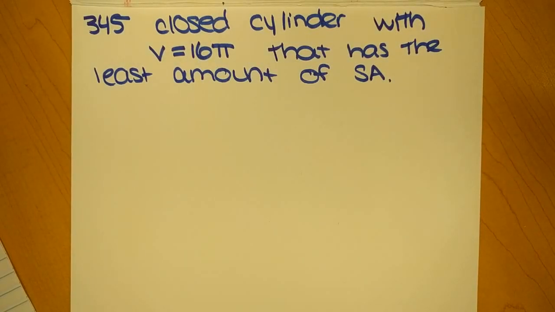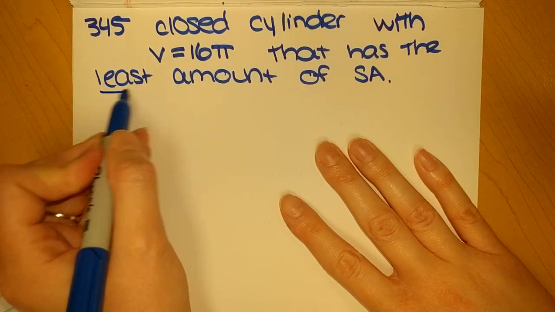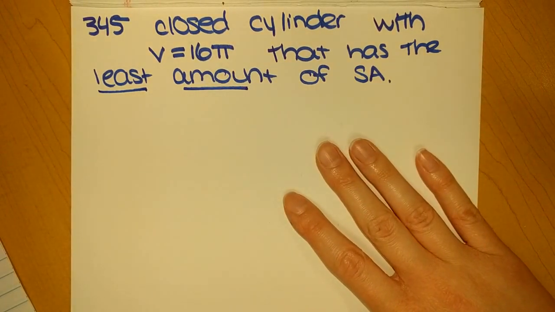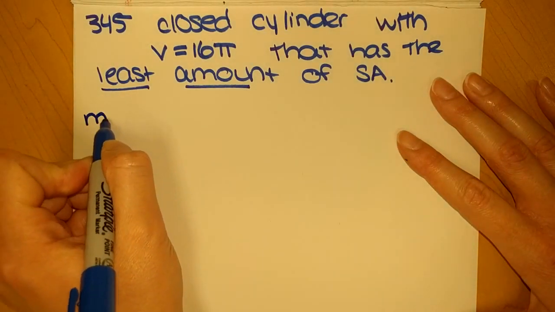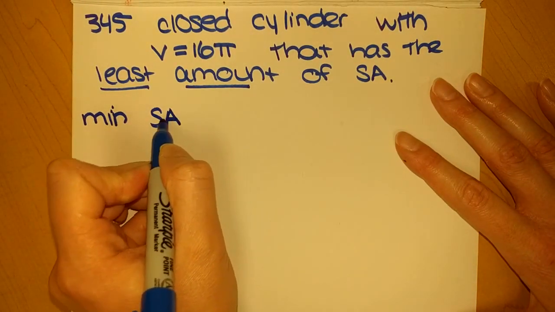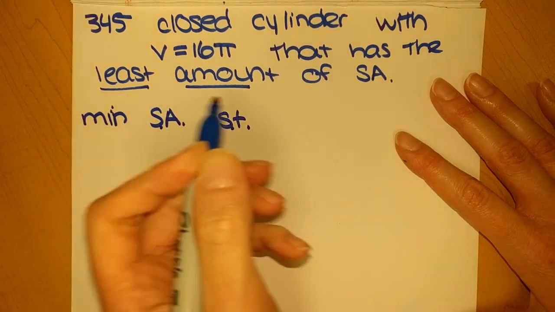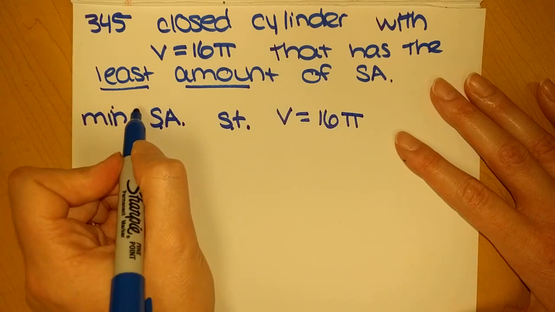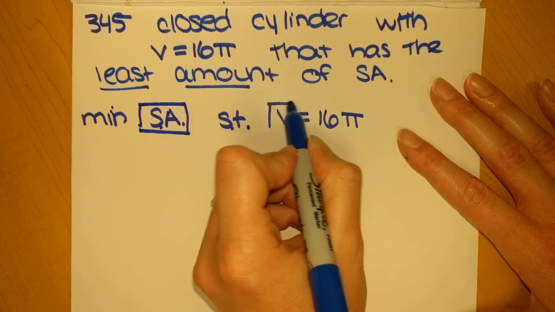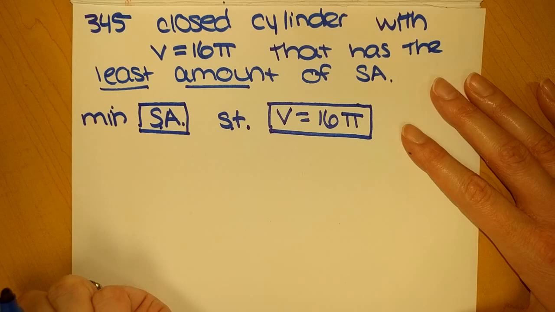So here we are looking at a closed cylinder. Closed just means that the top, of course, is going to be covered, and they tell us that the volume is 16 pi, and we're trying to figure out the least amount of surface area. The reason we know least amount of surface area would be the same as if they ask what is the least amount of material. So least amount means we're trying to minimize surface area, subject to the constraint that the volume is equal to 16 pi.